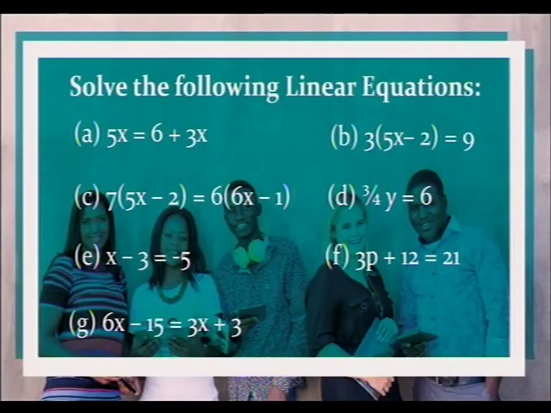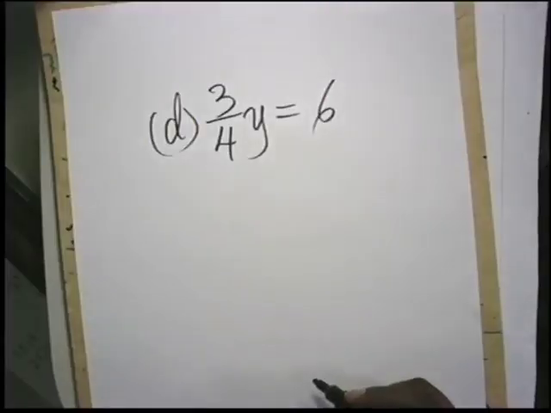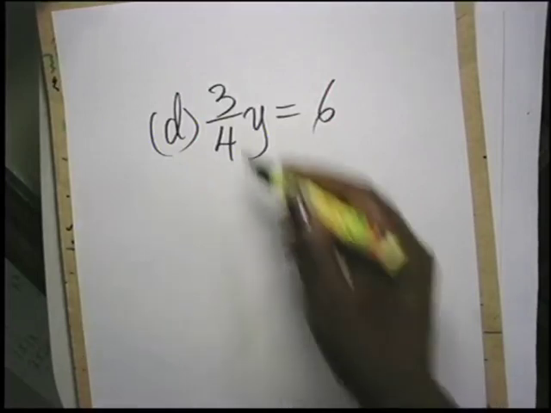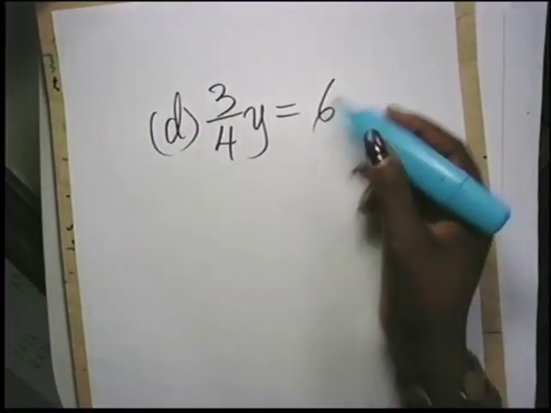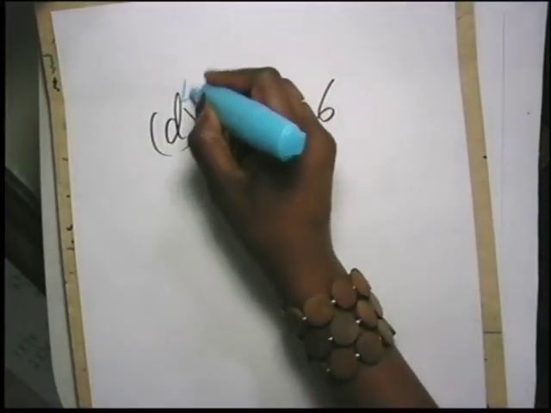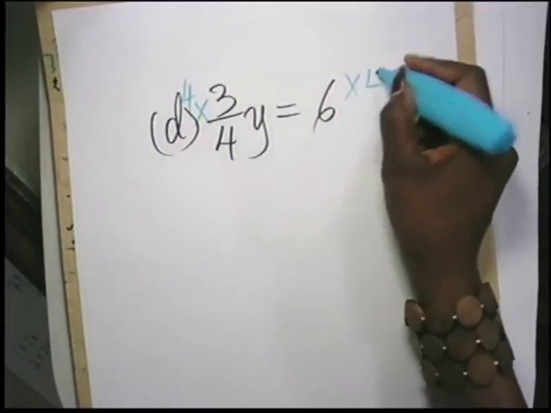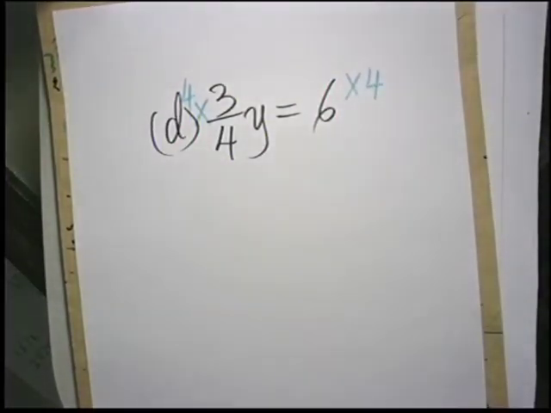Okay, let me quickly do D, because many of you are afraid of fractions. 3 over 4 y is equal to 6. The problem is, as I said, first it's fractions. I want to get rid of this 4. 4 is dividing. To get rid of it, I have to multiply. I multiply this side by 4. I also multiply this side by 4. With equations, what you do on one side, you do on the other side as well.